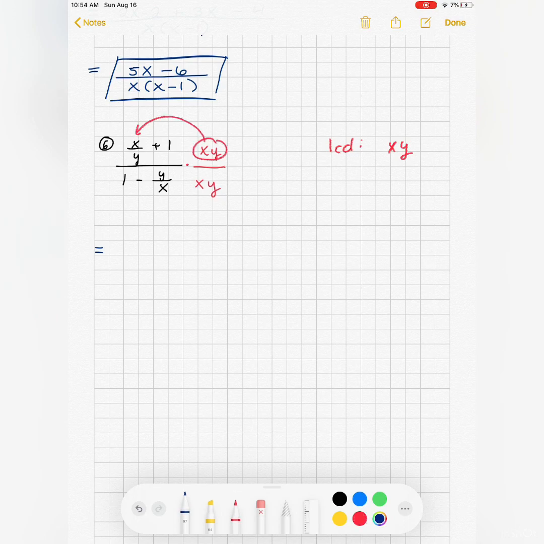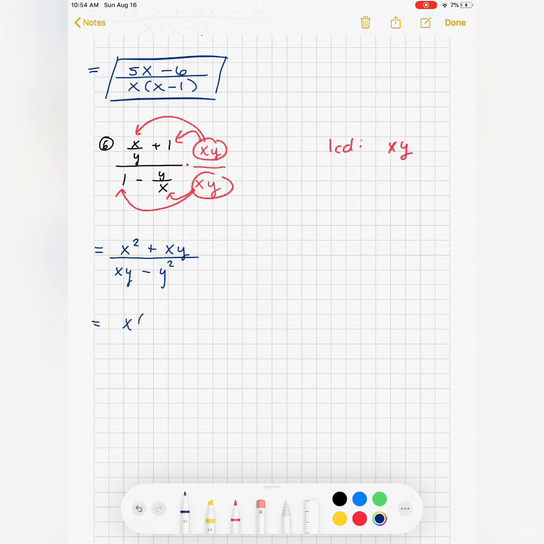So when I distribute that, the y cancels. I have x times x, that's x squared. Here there's nothing to cancel, so I have plus 1xy. But I get rid of the small fraction. Look at the denominator. It'd be xy. Here the x would cancel, so I'd be left with minus y times y, minus y squared. So that works out nicely.